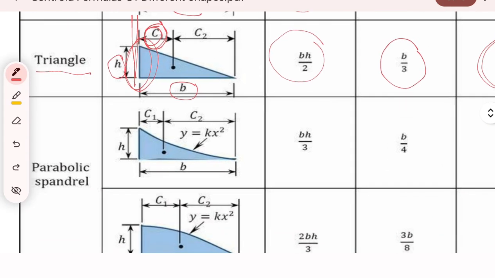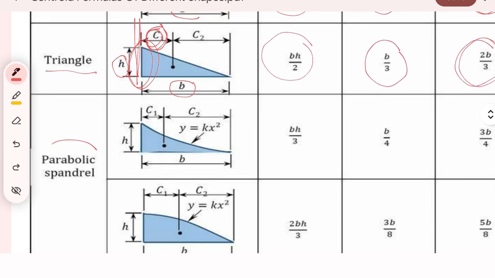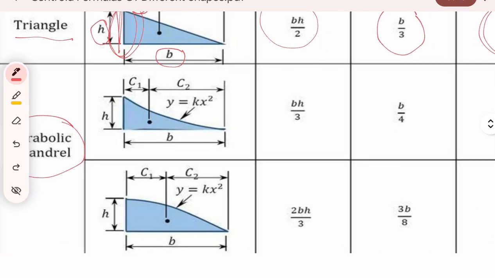If what is given is a parabolic spandrel, this is a form of a parabolic spandrel. So this is a spandrel here with a base B and a height. The area of a parabolic spandrel is given with this form, BH over 3. And base and height are usually given in the problem, so you can compute for the area.